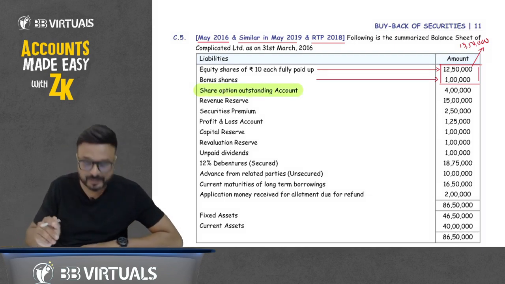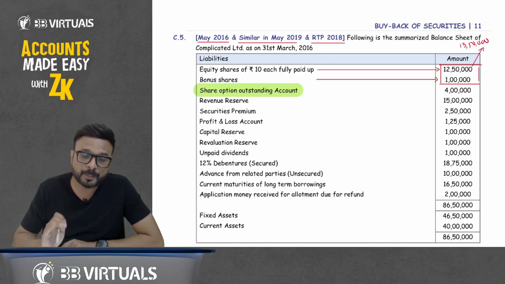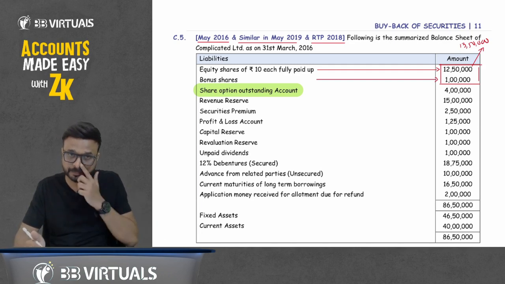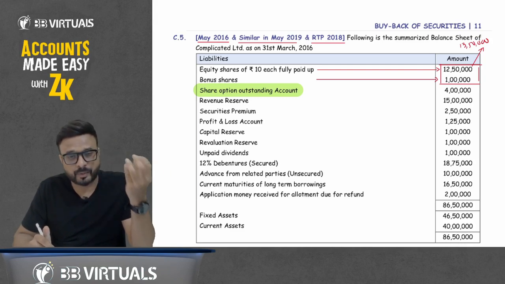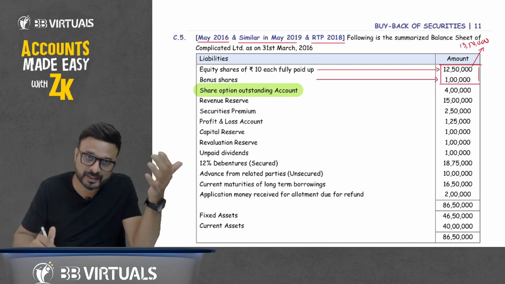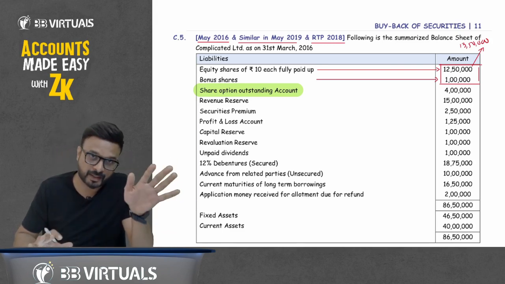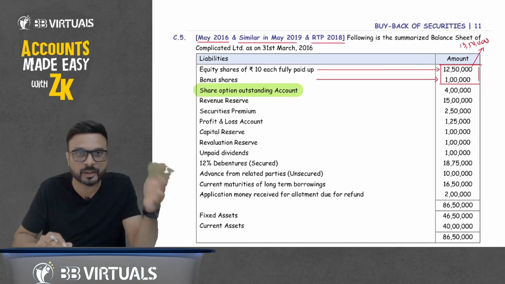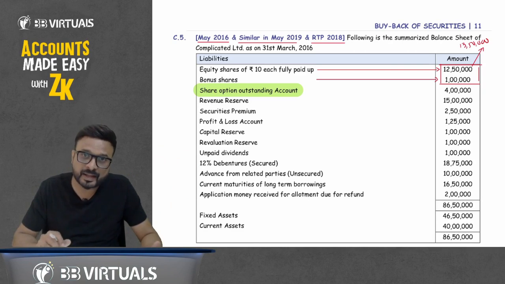Now after this, share option outstanding account. Sometimes a company offers shares to their employees at a price which is lower than the market price. Why do they offer it at a lower price? They put some condition on the employee. For example, you have to stay with the company for the next 3 years or 5 years, then we'll give you shares at a price lower than the market price. Suppose the market price is rupees 500, we'll give them at rupees 200. At that time, we call it an employee stock option plan.